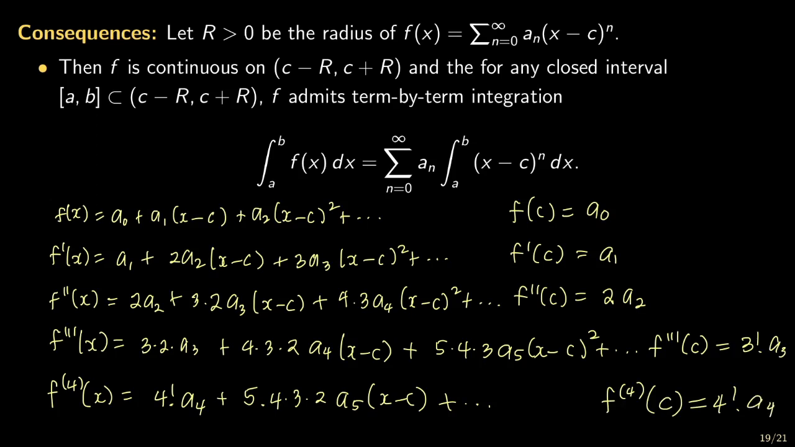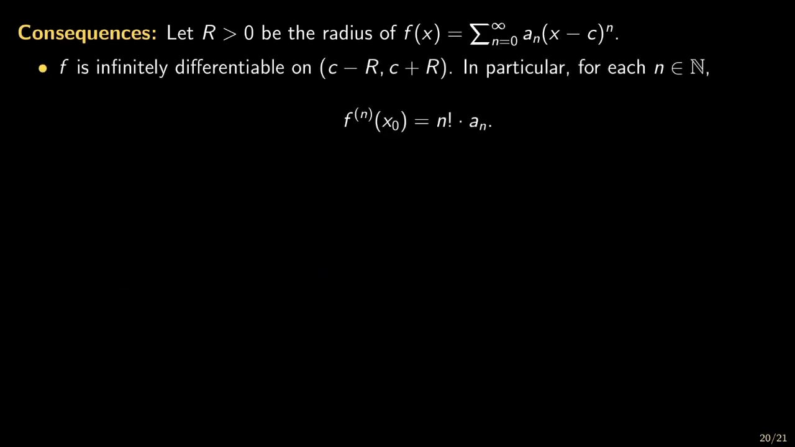So there is a pattern. What is that pattern? It is this. Actually, f is infinitely differentiable in this interval. In particular, for each n, the nth derivative at the center, which should be c, not x naught, is n factorial times a sub n. So a sub n can be rewritten as the nth derivative at c divided by n factorial. So there is a relationship between the coefficients and the nth derivative at c. The coefficients tell you how large the nth derivatives are.